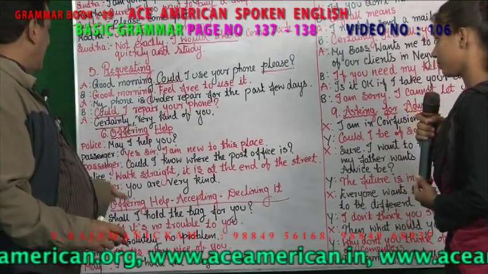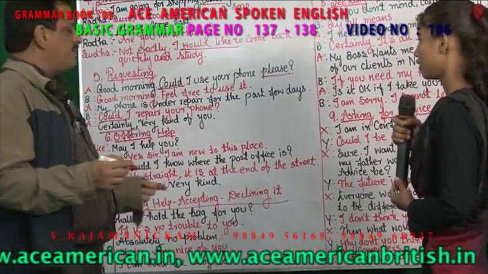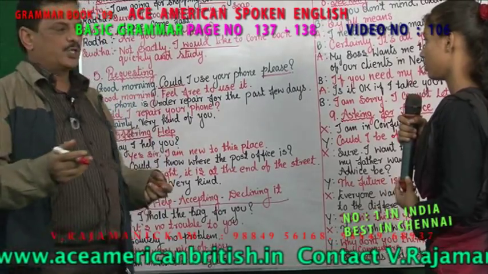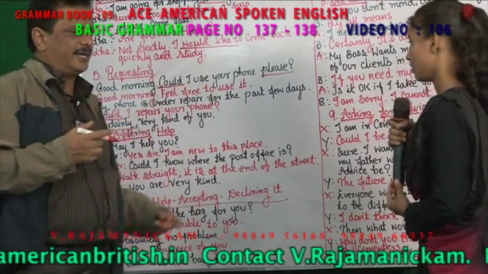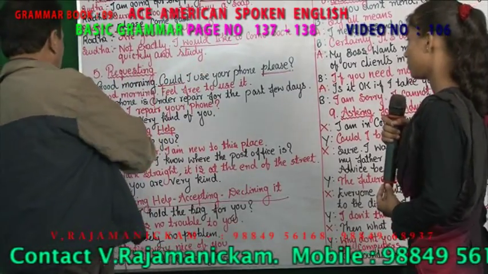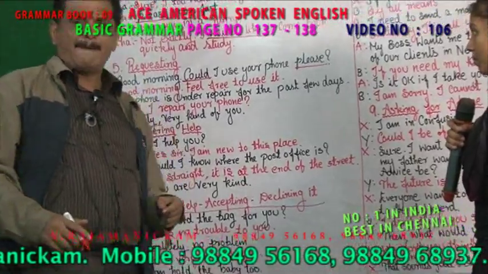And offering help. A police officer and a passenger. The policeman is offering his help. He wants to know whether you want any help. So, I am the police officer and you are the passenger. I'm asking you, may I help you? So, when I'm offering help, I use the word may. I use the modal verb, may I help you?